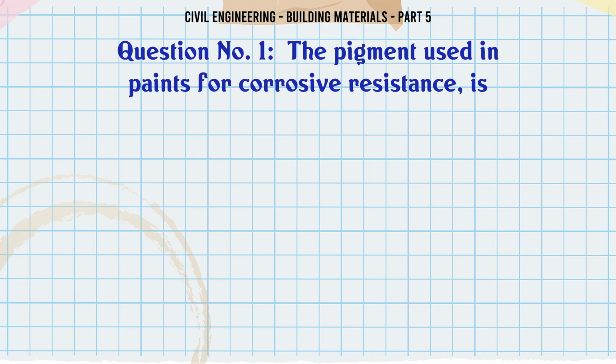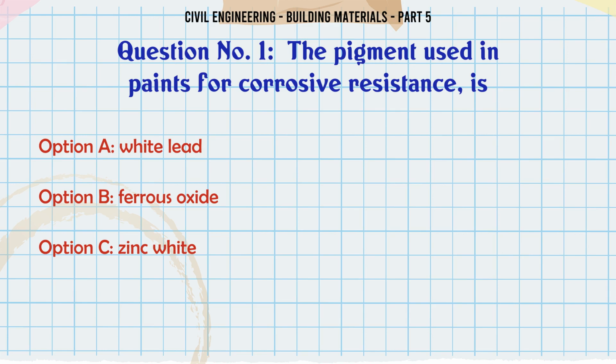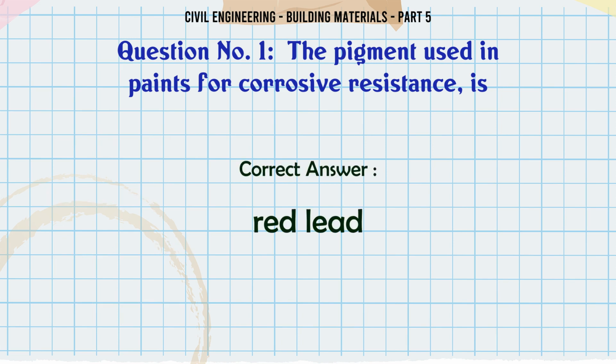The pigment used in paints for corrosive resistance is A. White lead, B. ferrous oxide, C. zinc white, D. red lead. The correct answer is red lead.